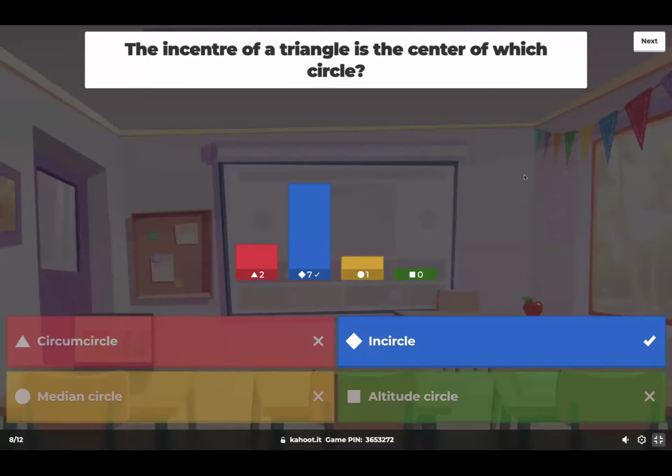Nice. Okay. Yes, so I think the name gives it away pretty well: it's the center, the in-circle.